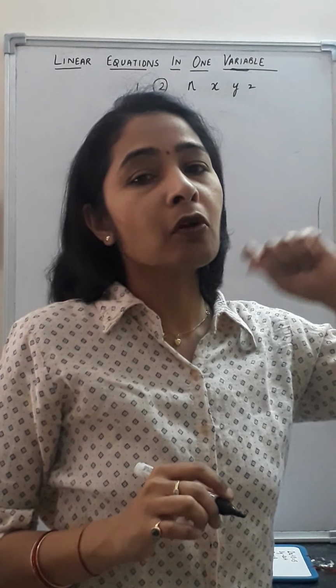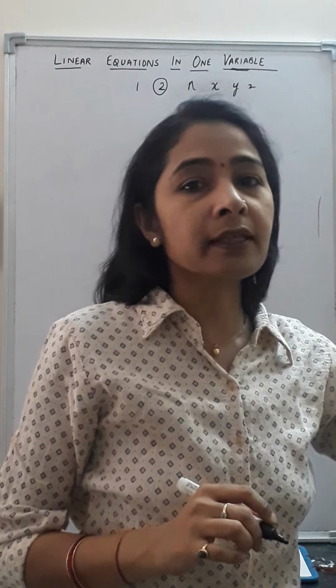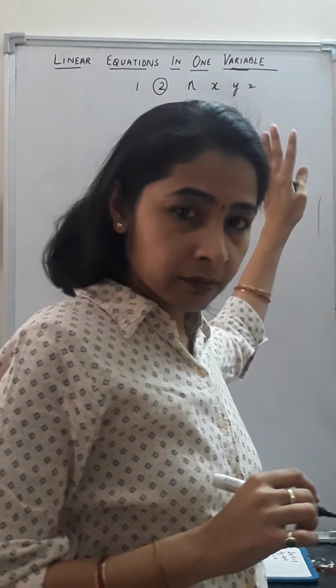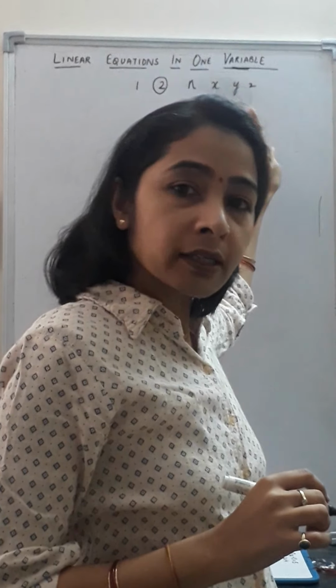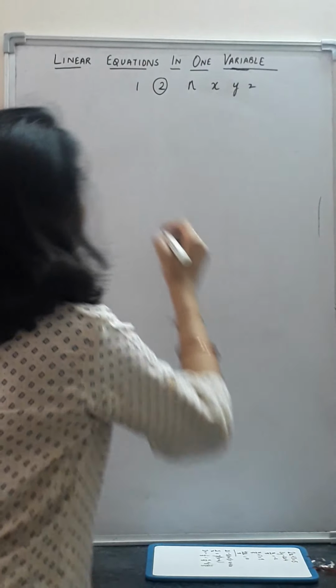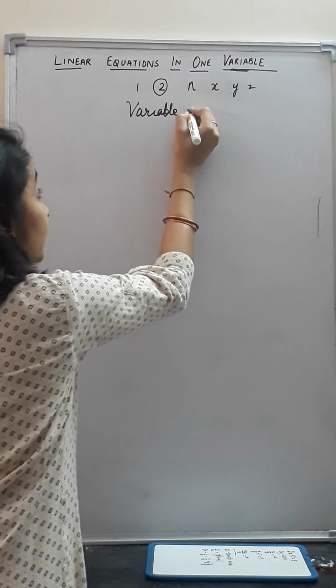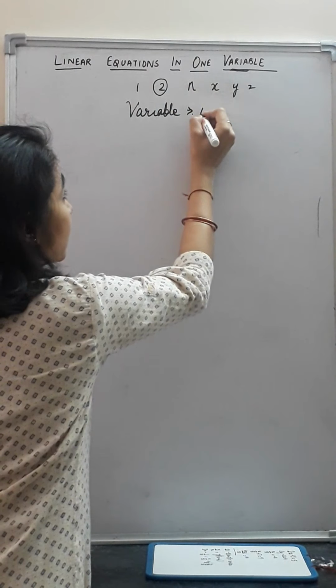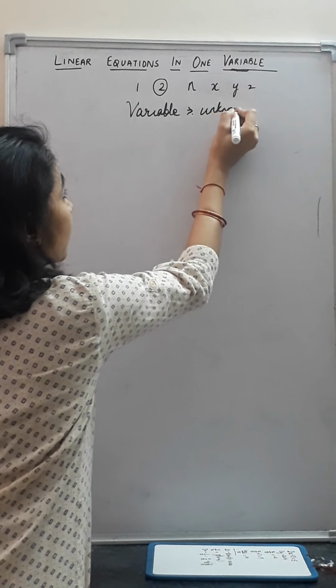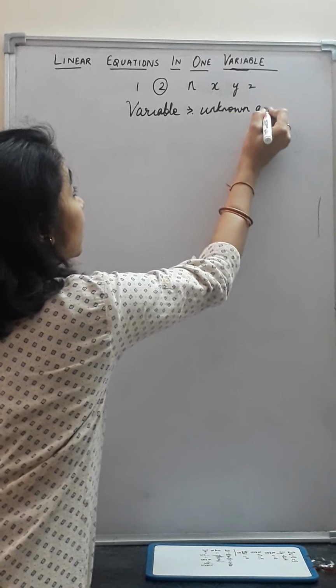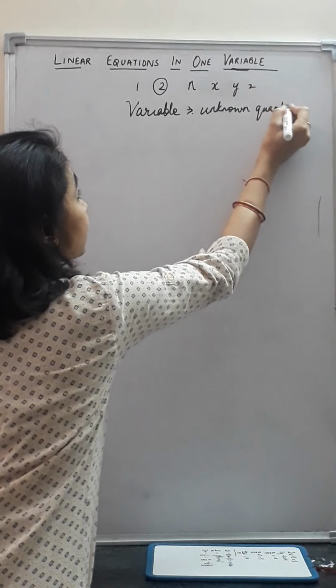When an unknown quantity is to be represented, it is represented by a literal, and that is called a variable. So what are variables? Variables are unknown quantities in the expression.